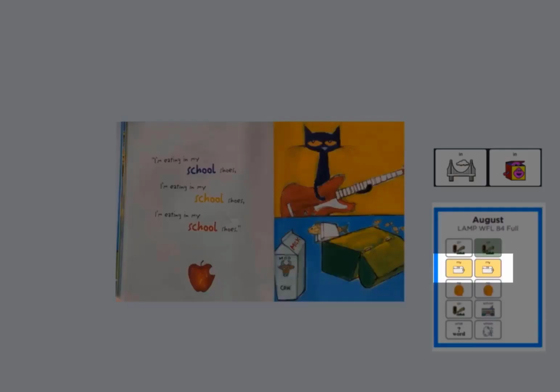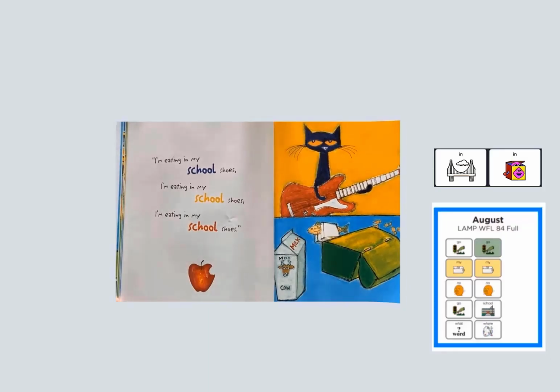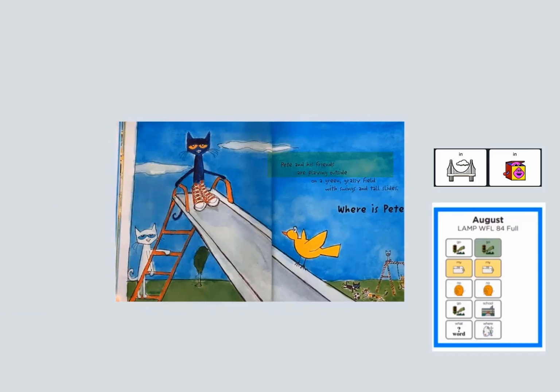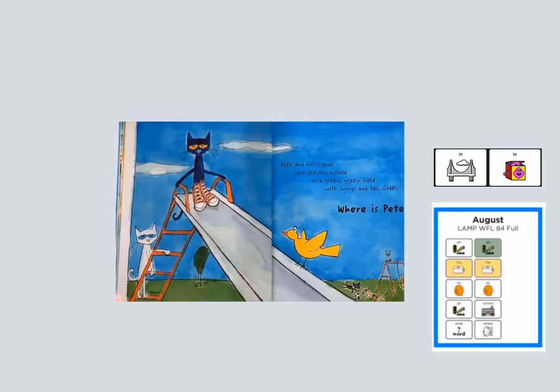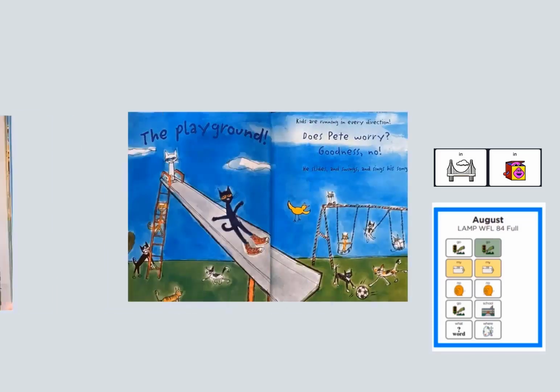Pete says, I'm in my school shoes. Pete and his friends are playing outside on a green grassy field with swings and tall slides. Where is Pete? I know where they got to go. The playground.